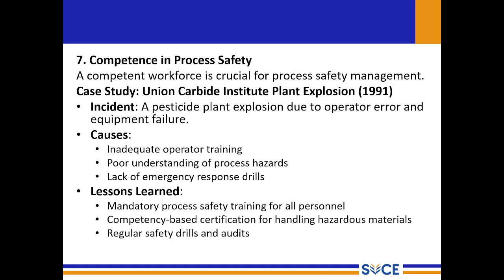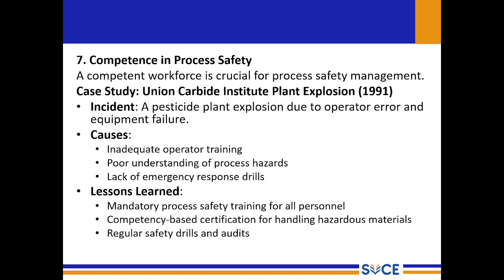Okay, next we are moving to the case study: competence in process safety. A competent workforce is crucial for process safety management. So we'll take one case study, that is the Union Carbide Institute plant explosion, 1991. So what is the incident that actually happened? It happened on August 11, 1991, at the Union Carbide Pesticide Plant, Institute, West Virginia, USA. What happened? A pesticide production unit.